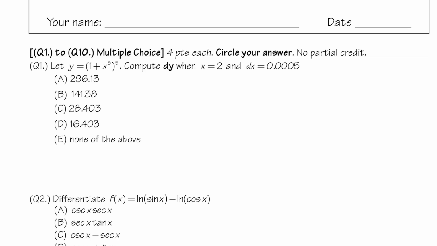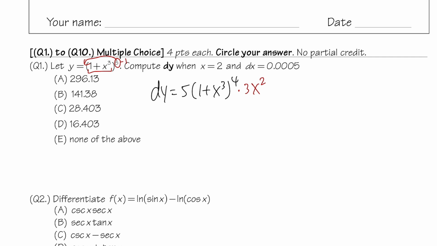For the first one, we are given this y, and we have to compute dy for x equal to 2 and dx equal to that. So let's go ahead and do the derivative. dy is just the derivative of this times dx. Let's use the power rule first. Put a 5 to the front and then minus 1. So we have 5 times (1 plus x to the third power) raised to the fourth power, and then use the chain rule. So multiply by the derivative inside, and that's 3x squared.